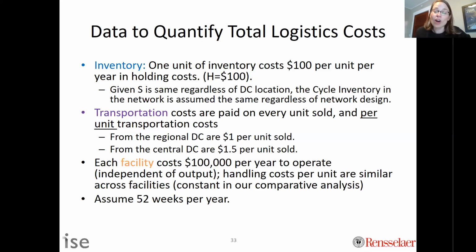These are different costs because with the regional distribution center, we're closer to our customers, so it costs $1 per unit sold. And from the central single distribution center, it's $1.50 per unit sold. Each facility costs $100,000 per year to operate. That's independent of how many things get shipped out of each facility. The other thing is our handling costs are similar per facility, so we can keep that constant in our comparative analysis. And let's assume 52 weeks per year.